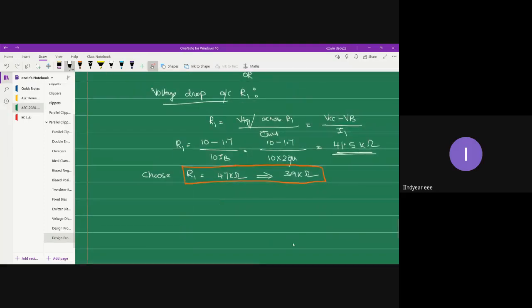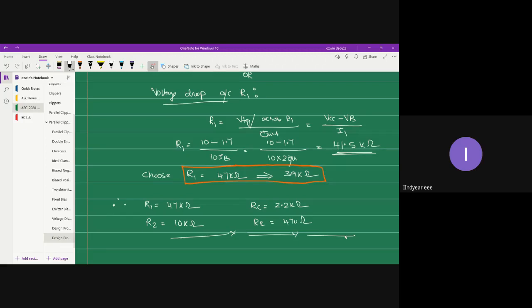Yeah, it's 9:30. So therefore, R1 is equal to 47 kilo ohm, R2 is equal to 10 kilo ohm, RC is equal to 2.2 kilo ohm, and RE is equal to 470 ohm. That's how we design a voltage divider bias circuit for a limited set of specifications. All right, so I'll stop my class here.